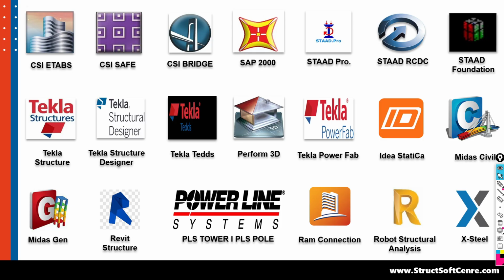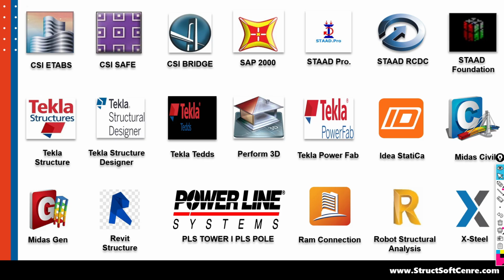Suppose you want to design an RCC structure. Nowadays the commonly used software is CSI ETABS for low rise, medium rise, and tall structures. Most of the iconic structures of the world nowadays were analyzed and designed by CSI ETABS. Then STAAD Pro software is also there, which has another application. CSI SAFE software is for substructure design. CSI Bridge is there. SAP2000 is there. Tekla Structures is there. MIDAS is there.